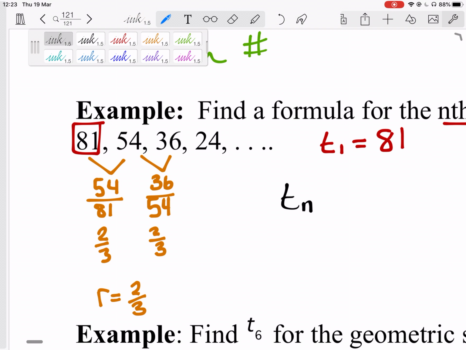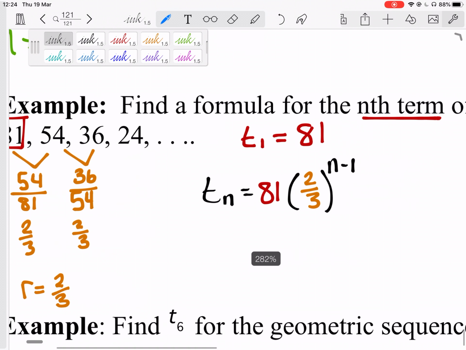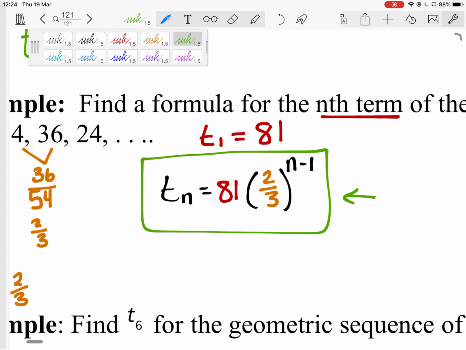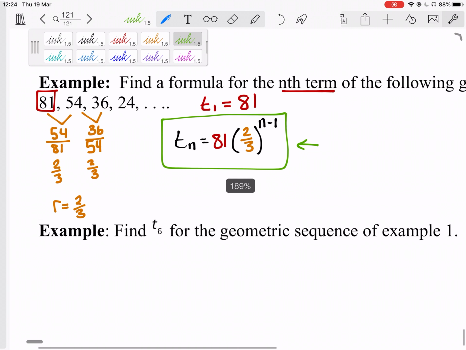So now I can plug this into my t sub n formula. So I've got 81, multiplied with my common ratio of 2 over 3, and having that to the power of n minus 1. And so from here, I can't actually reduce. Order of operations says that I have to do my exponents before I can do my multiplication. Because I don't have an actual exponent, I can't do the multiplying. So this is as far as I can go. And we're done. Today's notes should be relatively short.